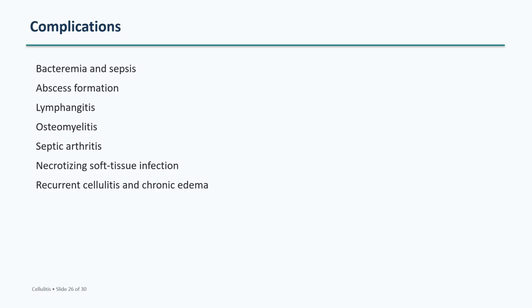and septic arthritis can also occur, and necrotizing soft tissue infection can occur in the patients who are suffering with the disease, and further recurrence of cellulitis or a chronic edema can also develop in the patients. These are the complications which may occur in the patients who are suffering from the disease.